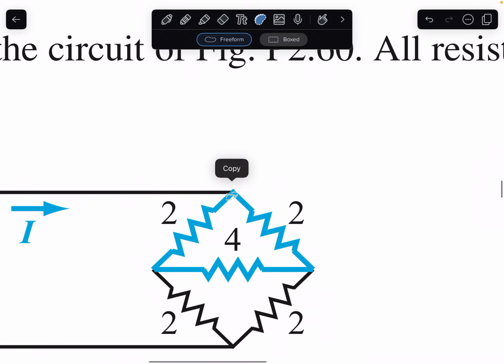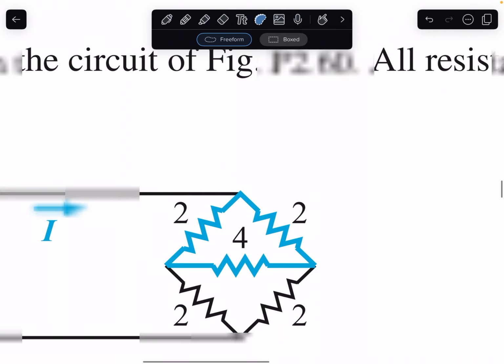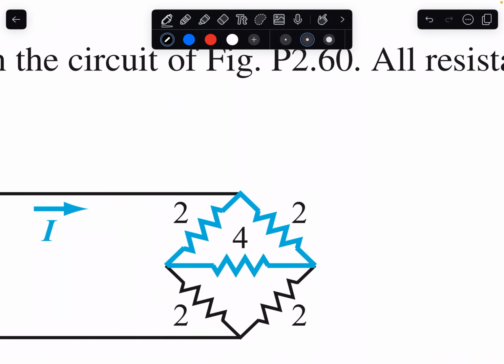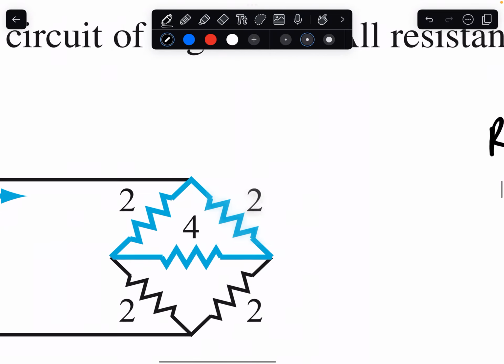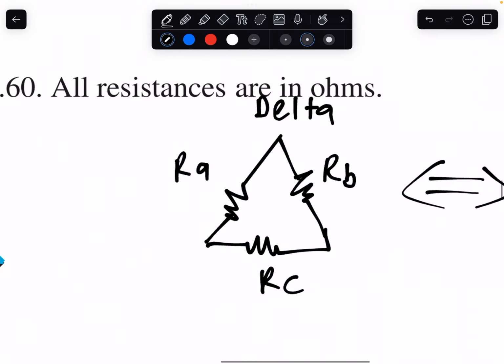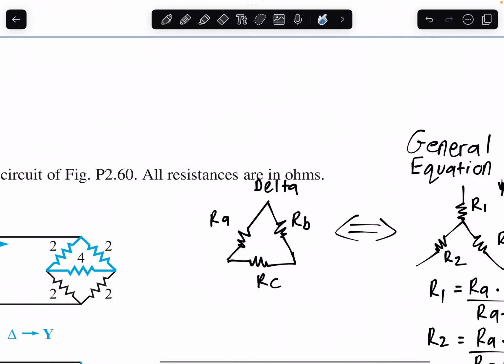And looking at this 2, for example, this 2 and this 2 do not share two nodes, right? Because there is this 4 between them, they share this node right here, but they do not share any other node because we have a 4 between them. And also they're not in series because they do not share the same current. So we cannot use any of those equations. So that's where the delta to Y equations come in.